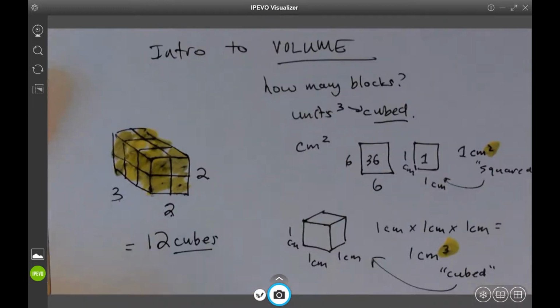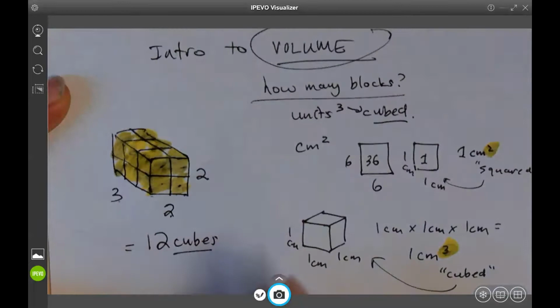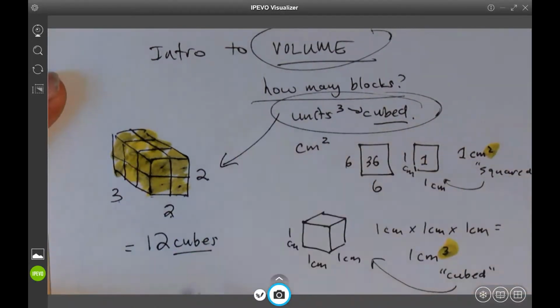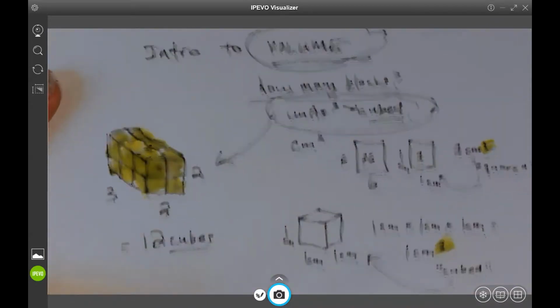All right, so introduction to volume. Let's put it very simply. It's how many blocks there are, and it's measured in centimeters or units cubed. And how do we usually find it? Well, we have to find how many cubes there are. I'm going to show you how we usually do this.